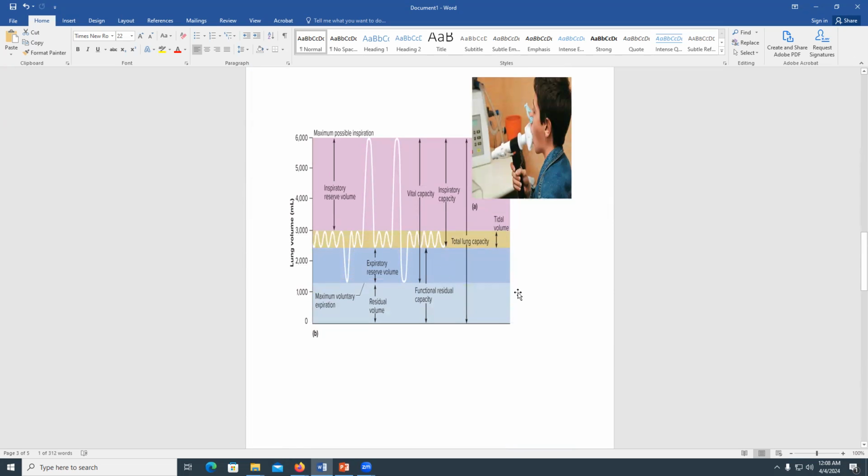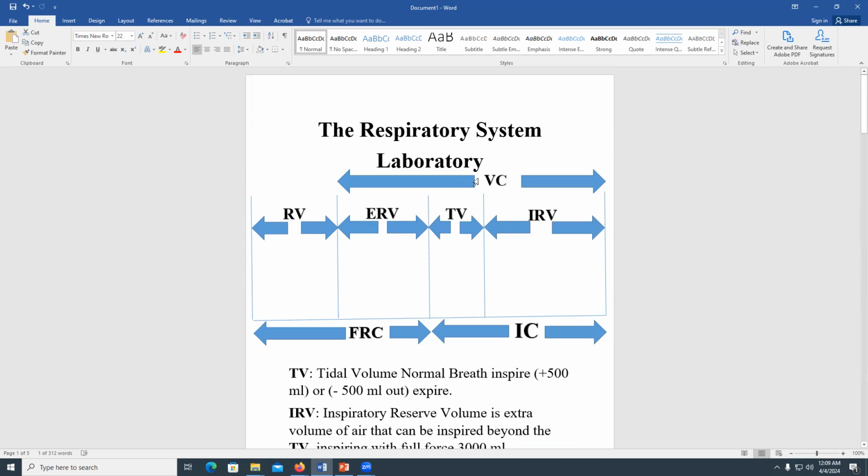So my forced vital capacity, which represents the vital capacity right here, is going to be the sum of my expiratory reserve volume, my tidal volume, and my inspiratory reserve volume. So the vital capacity is everything right here. The forced vital capacity is the same thing as the vital capacity. In the experiment it represents those three minus the residual volume: the expiratory reserve volume plus the tidal volume plus the inspiratory reserve volume.